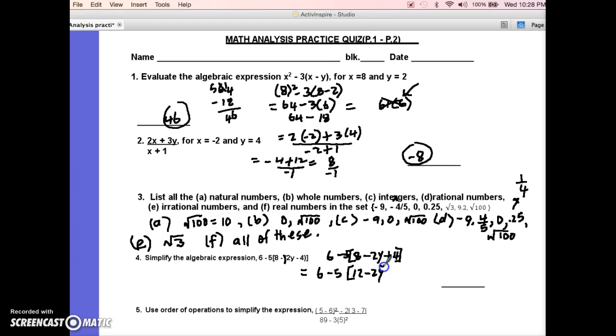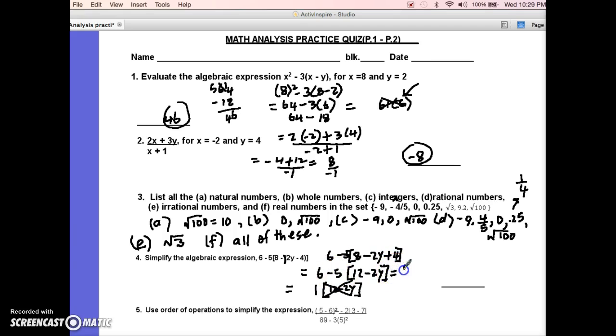And again, I saw somebody make this mistake, I think, if I remember right, is this step right here. They go 6 minus 5, and I think they get 1. And then they multiply that 1 by 12 minus 2y. Please be aware of this. This is wrong. We're going to do the multiplication 5 times this first, and then we do the subtraction afterwards.